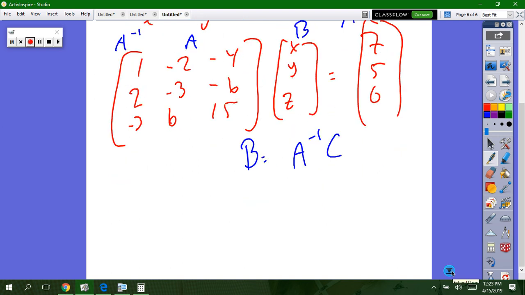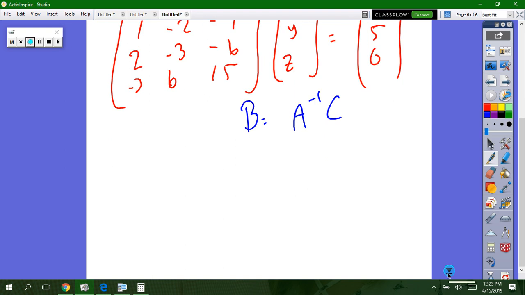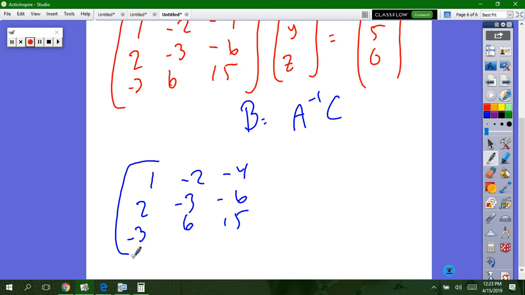All right. So now, guys, we're going to go ahead and set up the inverse, because that's what I need, A's inverse, for this equation, correct? So I have 1, -2, -4, 2, -3, -6, -3, 6, 15. Once again, who are we going to attach it to? We're going to attach its identity matrix. This is a 3 by 3, so I have 1, 0, 0, 0, 1, 0, 0, 0, 1.